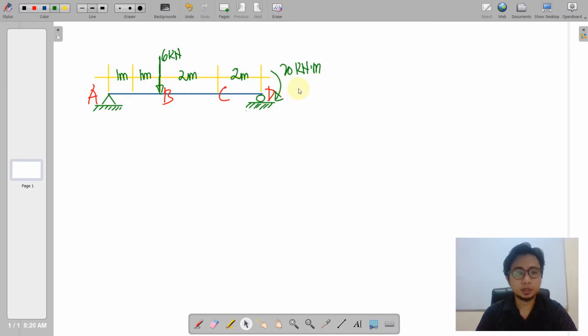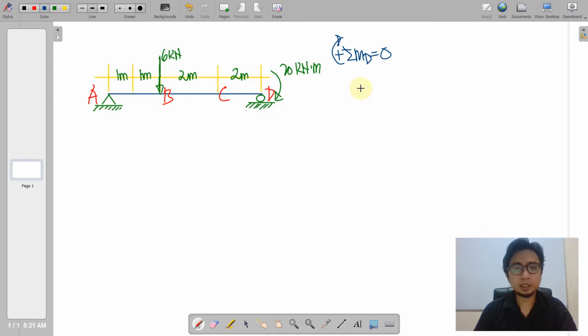So as usual, we are going to have the reactions first and then proceed to the methods introduced, that is by equation method and by graphical method. So we will compare again the two methods in coming up with the shear and moment diagrams.